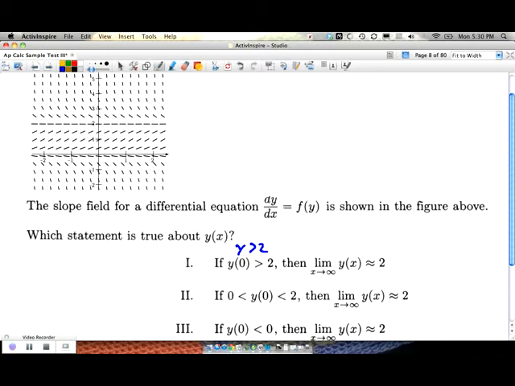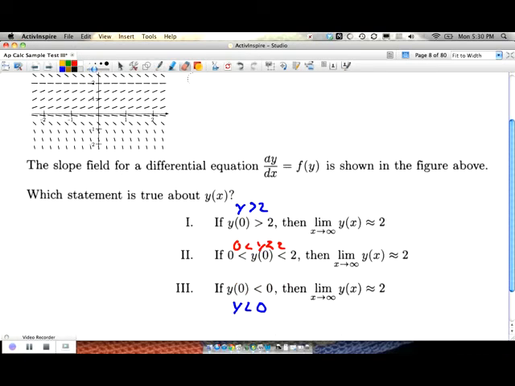So this one is 0 is less than y is less than 2. And then the last one is, let's do green, if 0 is greater than y. So if we're down the bottom, this would be the green zone. The red zone is in the middle. And the blue zone is on top.